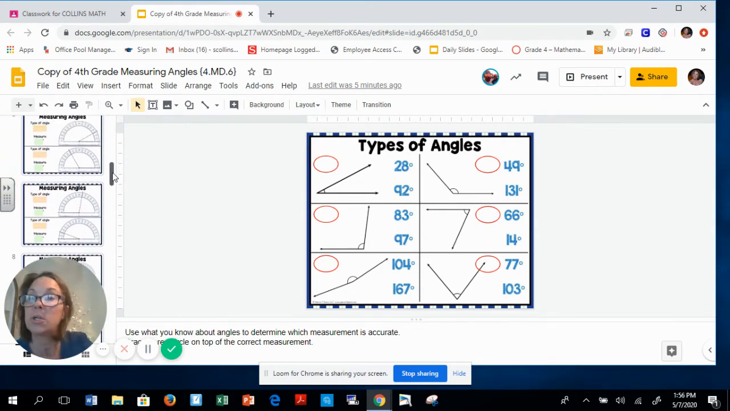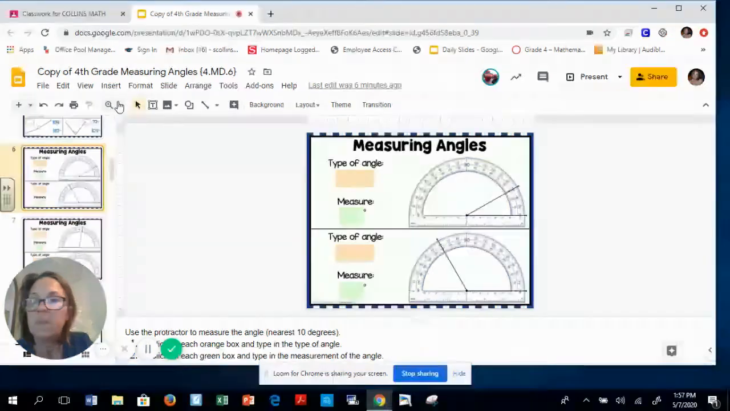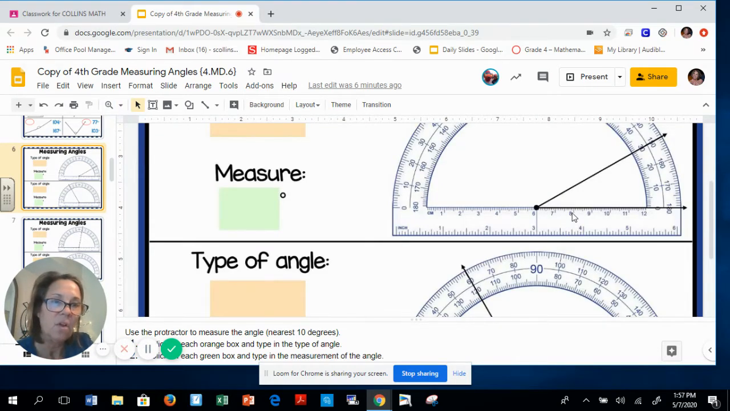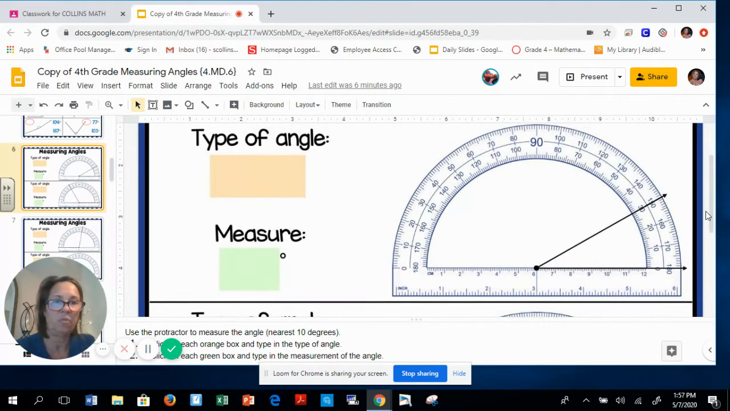Slide number 6. This one is where you're going to measure angles. I would suggest, I don't know if it's me and my old eyes, but I like to zoom in like this, so I can get a good look at what the numbers are. And this is how you use a protractor.